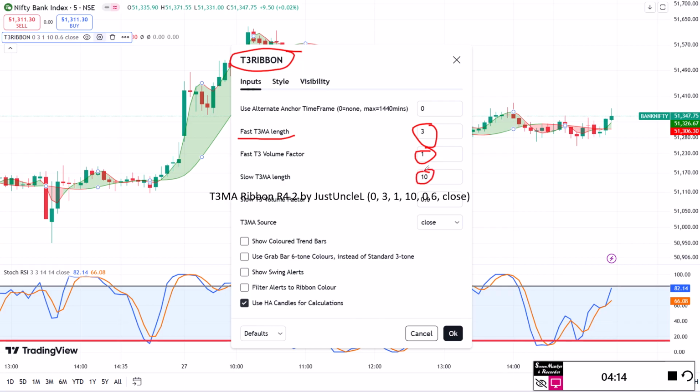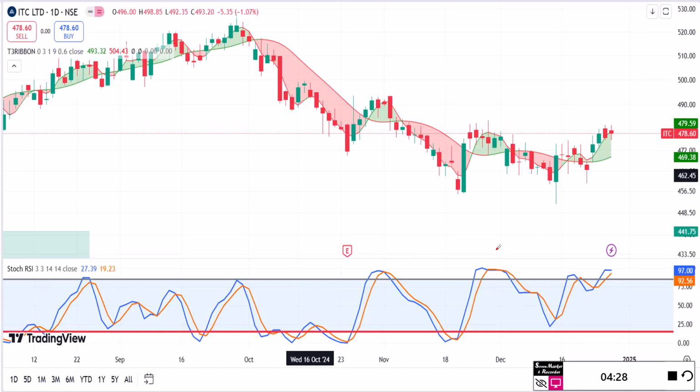It works pretty well in the 1 minute, 3 minute, 5 minute, 10 minute, and 15 minute time frames. The problem, as I told you, is that you will get the indicator only in TradingView, not in other software. Now let us see a few more charts. As I told you, this indicator works in the daily time frame also. See ITC, what a lovely move you can see.